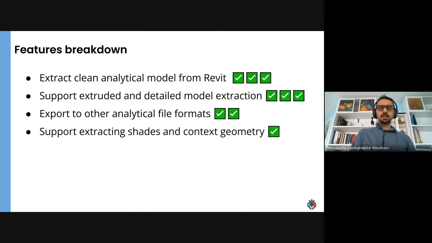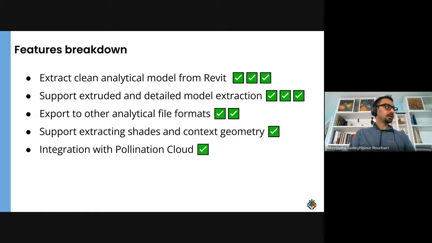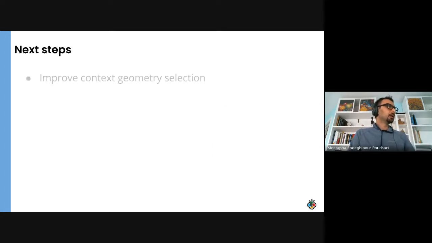Then extracting shade and context geometry: the way we select them is not optimized, but it works. As you will see, we export all the plants, and you can add extra context. And integration with Pollination Cloud is working, but we are waiting to use apps instead of writing different UIs for Rhino versus Revit. We want you to have the same user experience, and I'll show this today too.